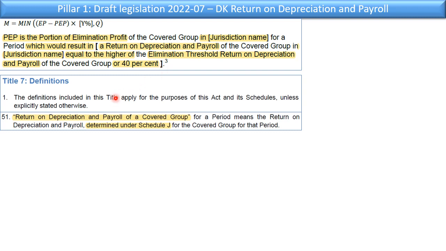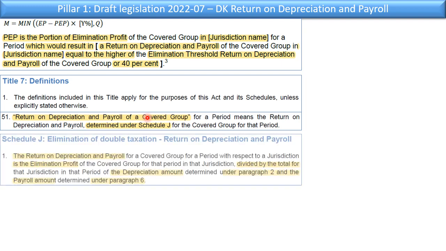And then the next definition we need to look at is the return on depreciation and payroll. The return on depreciation and payroll is defined in Schedule J, and Schedule J says the return on depreciation and payroll is the elimination profit divided by the total for the depreciation amount under paragraph 2 and the payroll under paragraph 6.